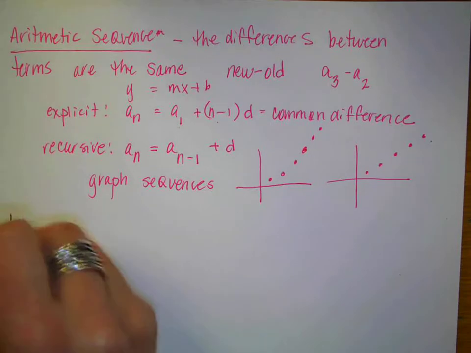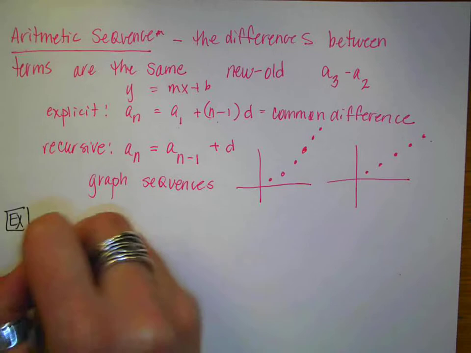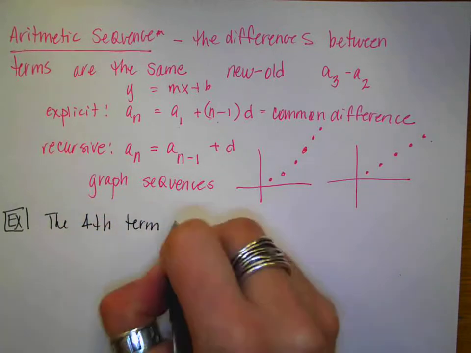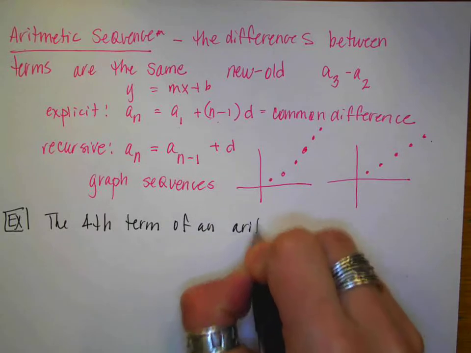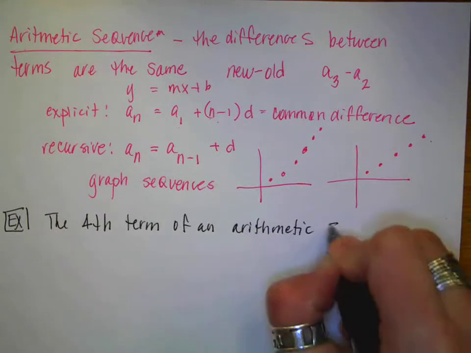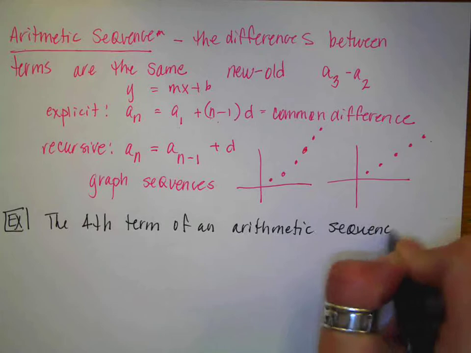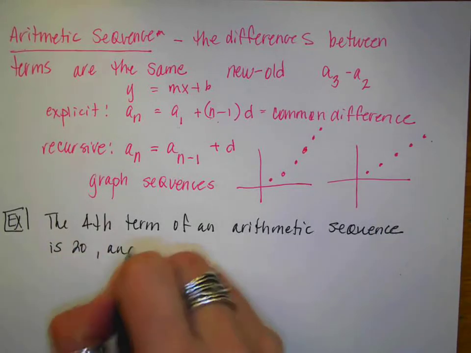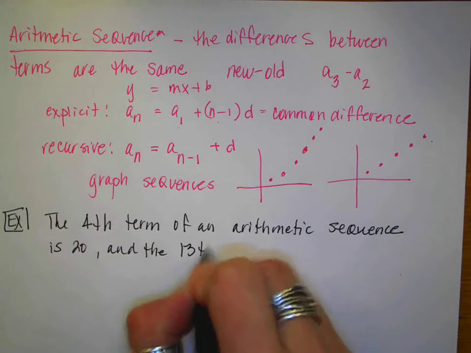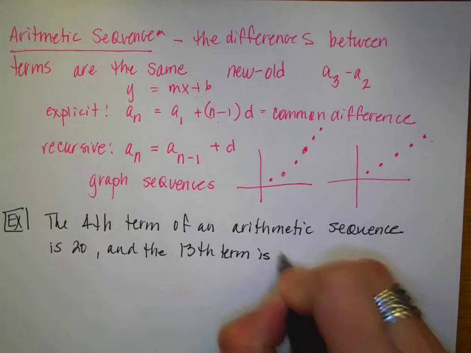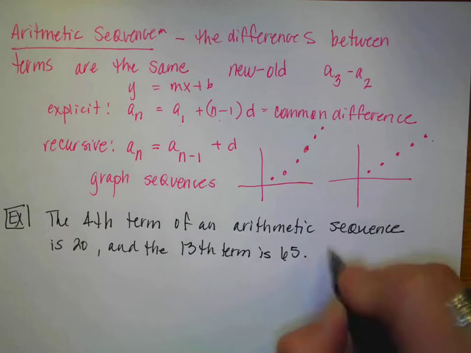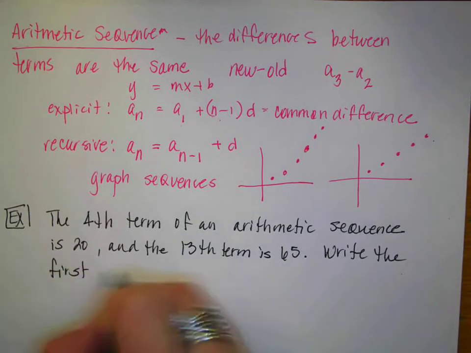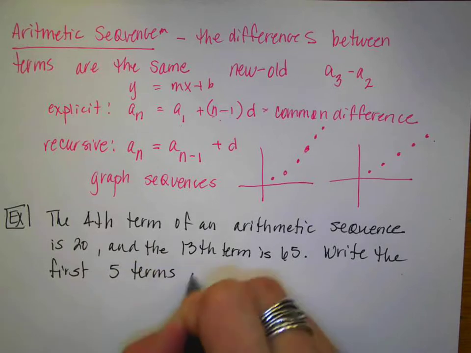All right. So let's just do an example and get some entertainment in. The fourth term of an arithmetic sequence, it's nice that they tell us what type of sequence we're dealing with, is 20. And then the 13th term is 65. So they want us to write the first 5 terms of the sequence.